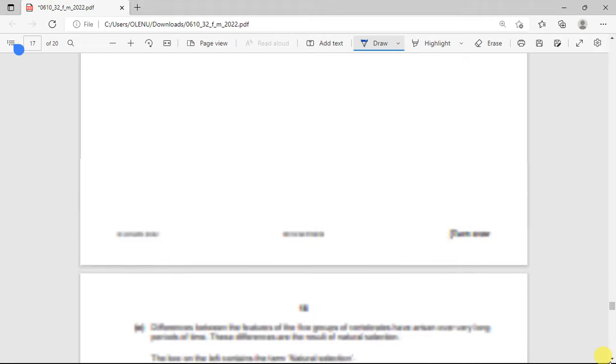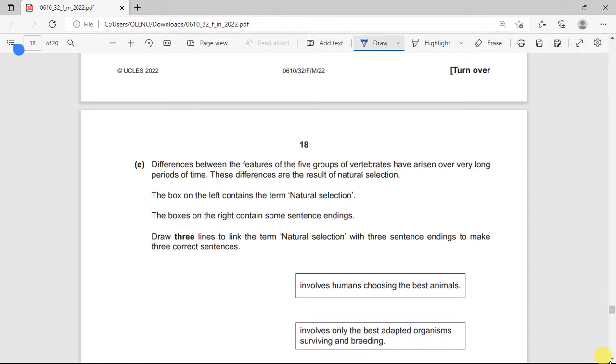So I think I'm moving to the last question, which is this. So differences between the features of the five groups of vertebrates have arisen over a very long period of time. Now, these differences are a result of natural selection, survival of the fittest. The box on the left contains the term natural selection, while the box on the right contains some sentence endings. Now, draw three lines to link the term natural selection with three sentence endings to make three correct sentences.